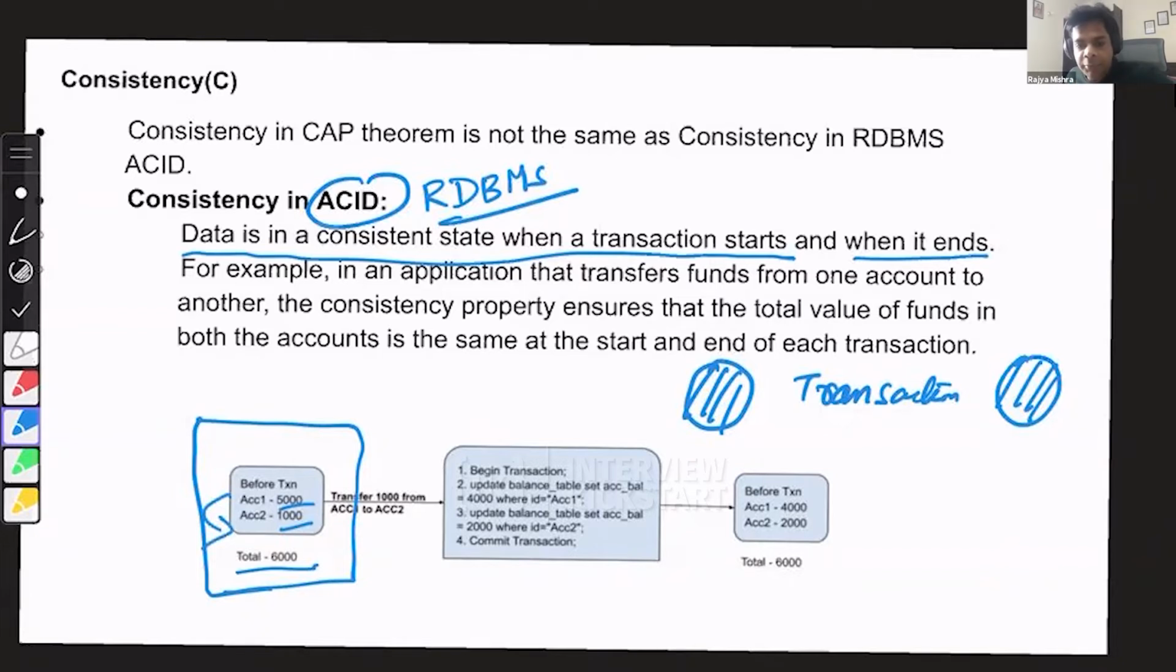So how do we do it in the RDBMS world? We begin a transaction, then we update the balance for account one and set it to 4,000 because we are removing 1,000 from it, and we set the balance for account two as 2,000 because it has got 1,000, and then we commit the transaction.